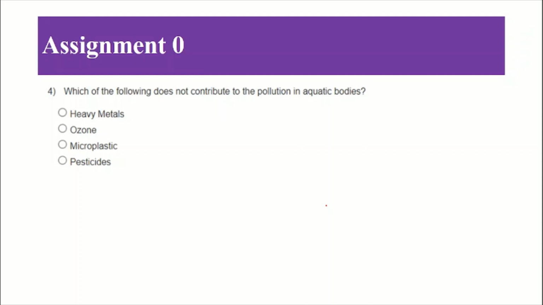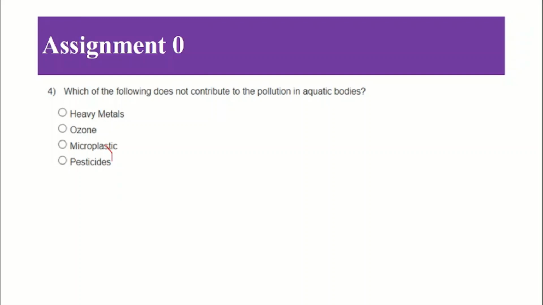So next question was, which of the following does not contribute to the pollution in aquatic bodies? So here you can see that heavy metals, as we know, are big pollutants in aquatic bodies, microplastic as well, and pesticides, because of the fertilizer runoff. They can get introduced into the water bodies.